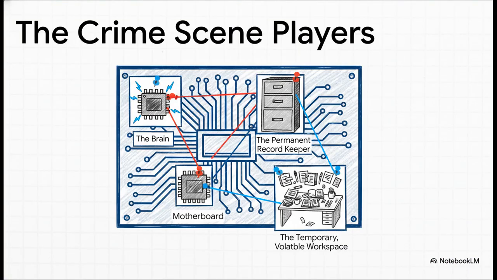So you've got the motherboard, which is basically the foundation, the scene of the crime connecting everything. The CPU, well, that's the mastermind, the brain of the whole operation, executing every single instruction. Then you have the hard drive, our permanent record. Think of it like the filing cabinet that holds all the case files. And then there's RAM. RAM is the computer's short-term memory. It's like the detective's messy desk, just covered in notes and clues about what's happening right now.